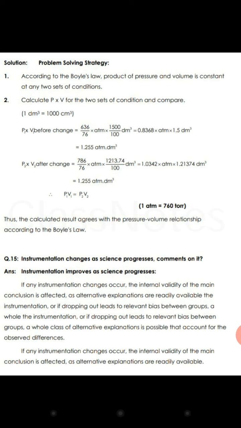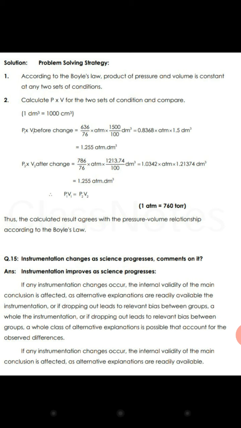Now we are going towards question number 15. Instrumentation changes as the science progresses. Comment on it. Yes, it is. As we are changing day by day, as we are enhancing our instrumentation, we are getting new technologies nowadays and we are getting new benefits from them. So let's have a look.